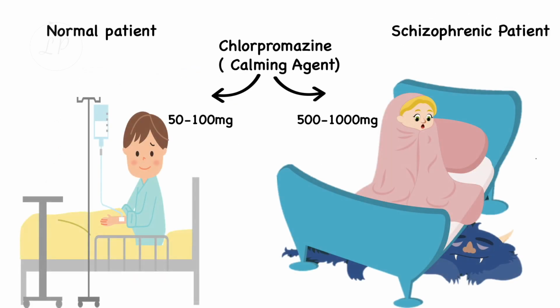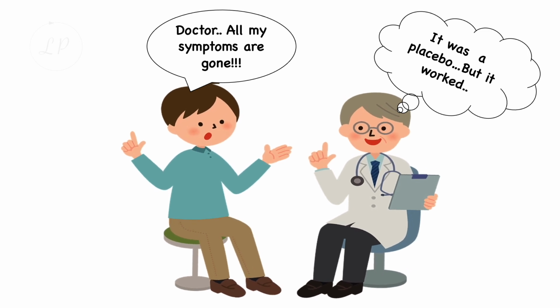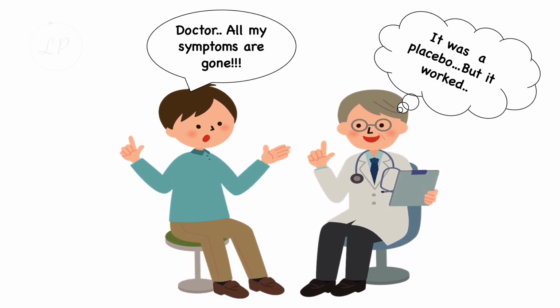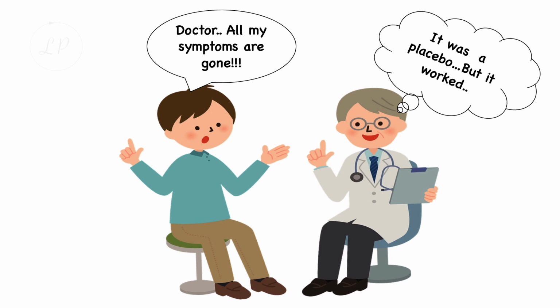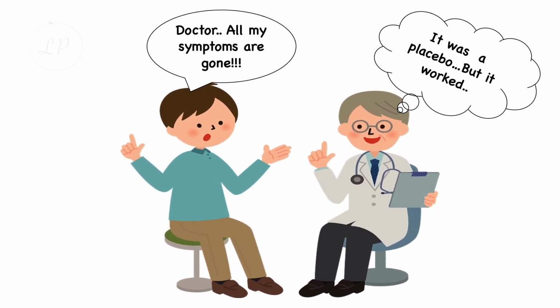Same way, the dose of a calming agent given to schizophrenic patients is much higher than a normal patient. Do you believe sometimes a placebo can work better than a drug? Yes, it happens. Your physician and pharmacist prescribe it to you if they feel it can help you psychologically. Thus, psychological and emotional factors also play a great role in dose fixation.